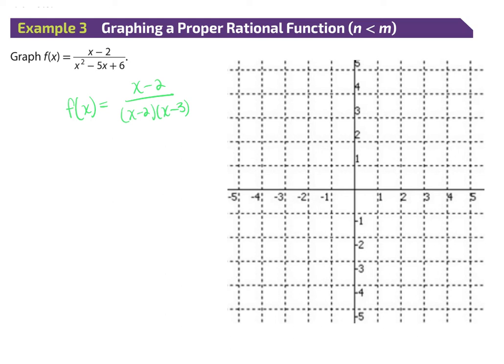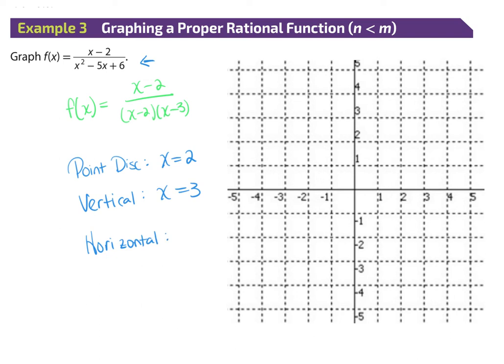So my 2 here is going to cancel. So that is a point discontinuity, right? That is a hole. So I have a point discontinuity at x equals 2. All right, my 3 does not cancel. So I am going to have a vertical asymptote at x equals 3, right? And then my degree on bottom was larger, so I am going to have a horizontal. And these are always y, because if it is horizontal, it is a y line. Y equals a number. Y equals 0.